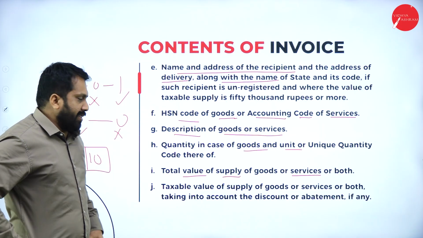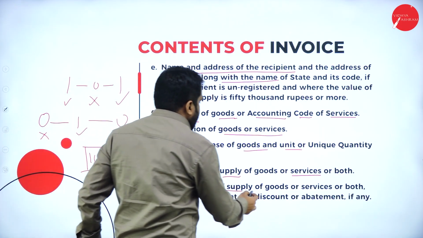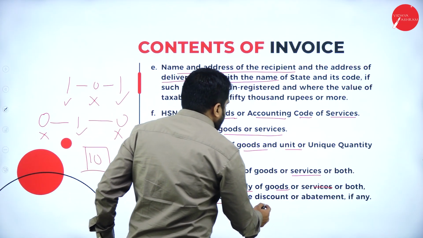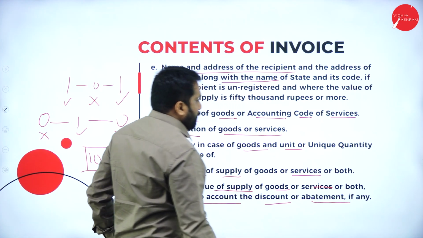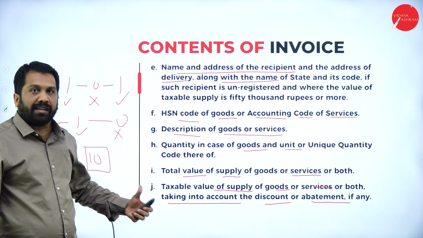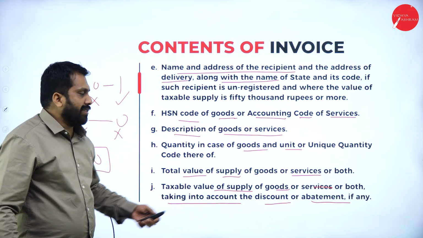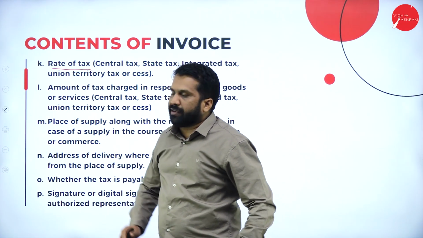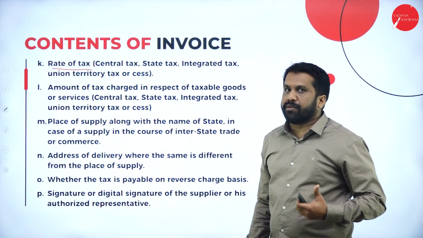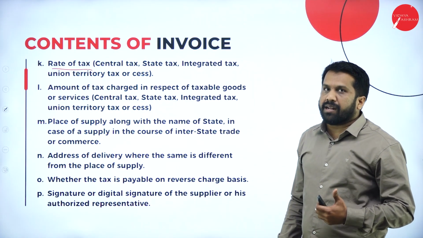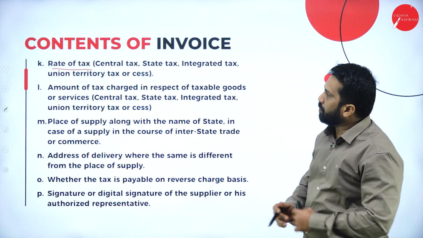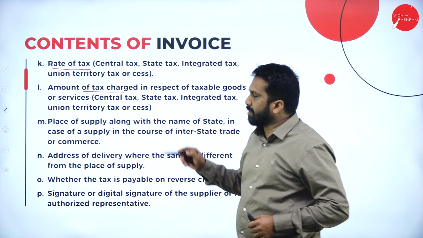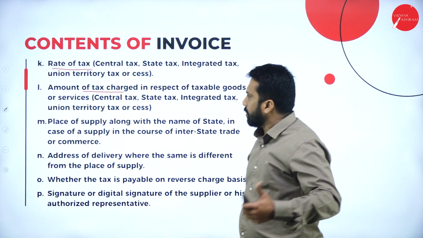To mention the price. Then, the taxable value of supply of goods or services, taking into account the discount or abatement. For example, if you are giving any discount or abatement, that has to be mentioned. And the next one, rate of tax. There are different rates of taxes, 18%, 28%, 4%, or 9%. The tax rate has to be mentioned. Amount of tax charged: you have to calculate the tax and the tax value should be mentioned.